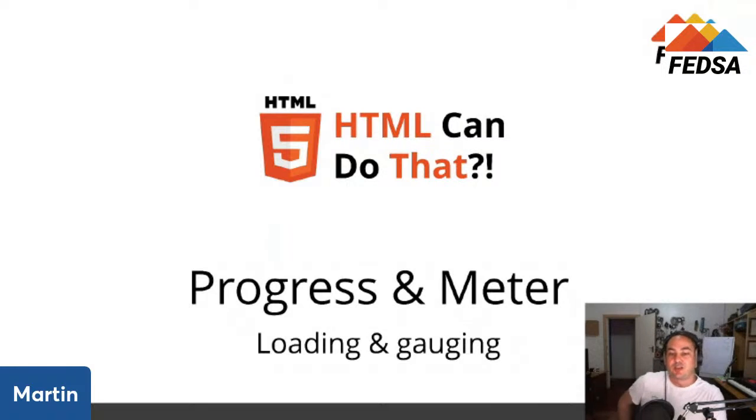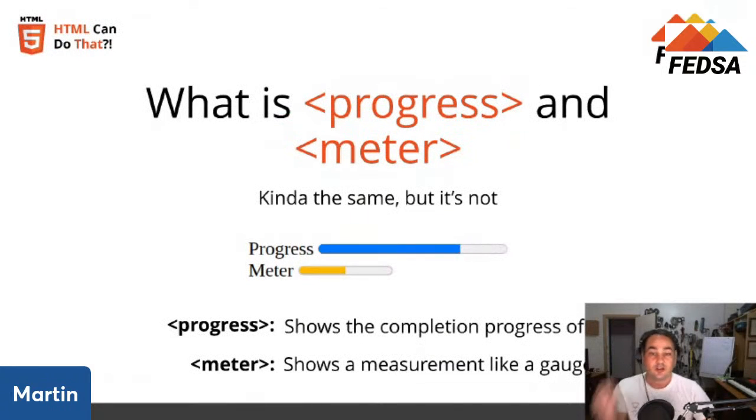So let's get started. We're going to be looking at the progress and meter elements, which you could just think of as the loading and gauging elements. That's basically what they're doing. Right, so let's look at the differences. What are the progress and meter elements? They are kind of the same, but they're actually not the same. They both show a little bar with a visualization that it's filling up, but they operate a little bit differently.